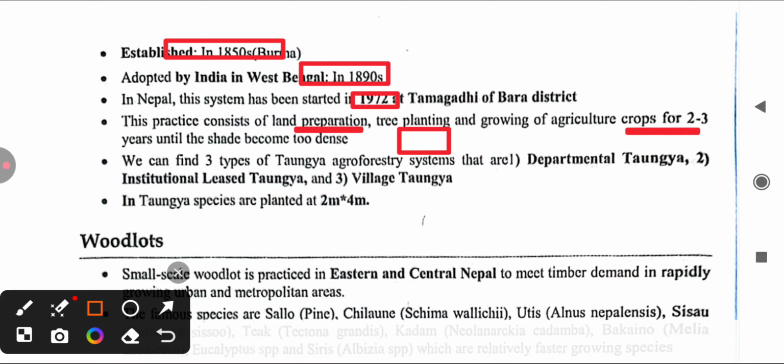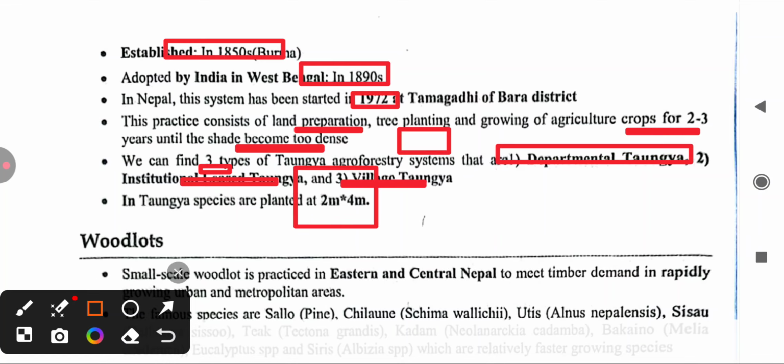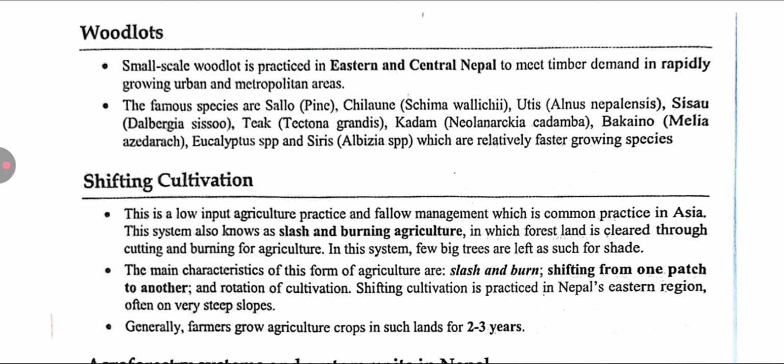site becomes too dense. Okay, we can find 3 types of Taungya agroforestry system: departmental Taungya, institutional lease Taungya and village Taungya. In Taungya, species are planted at 2 by 4 meter spacing.